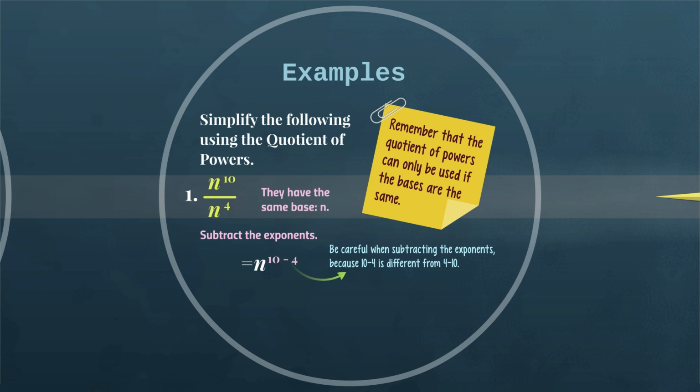I'm sure you all know that 10 minus 4 is 6. So the answer is n raised to the 6th power, or simply n raised to 6. That's it. We got the answer. Pretty easy, right? Thus, n raised to 10 over n raised to 4 is equal to n raised to 6. Let's move on to the next example.